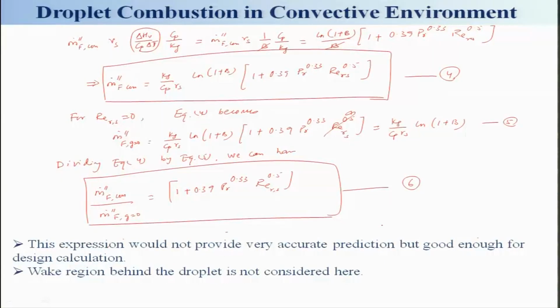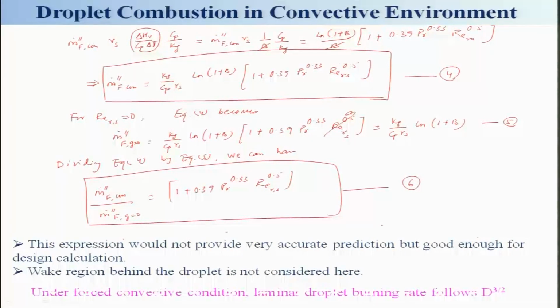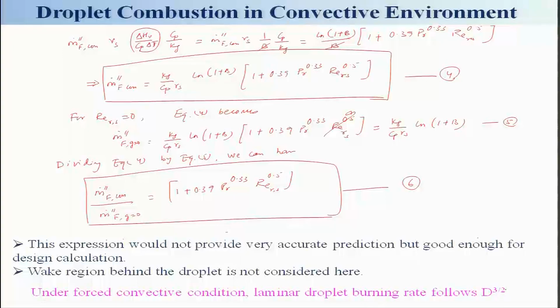And very interestingly, if you find out the d square law, you will find that for a forced convection laminar droplet, the burning rate follows d power 3 by 2 as compared to d square in case of a quiescent atmosphere. This is 1.5, and that is 2. And if we enhance the turbulence level, then it will be 1. Are you getting? So, it became almost linear, the change in the droplet burning time or droplet lifetime, that you can say.